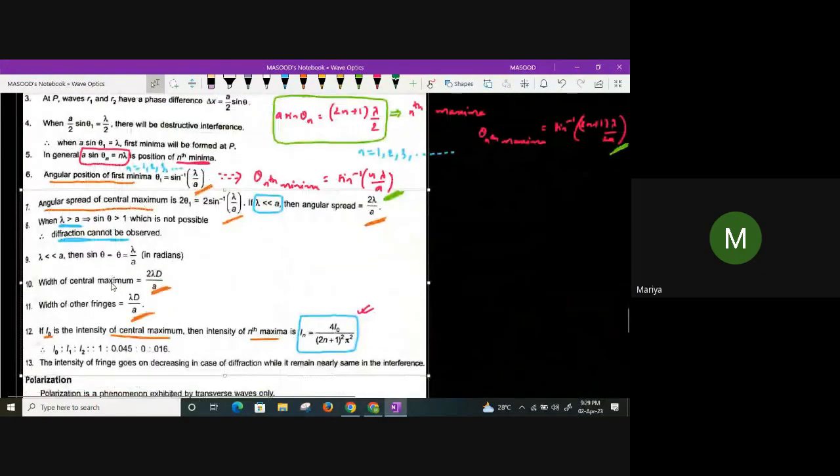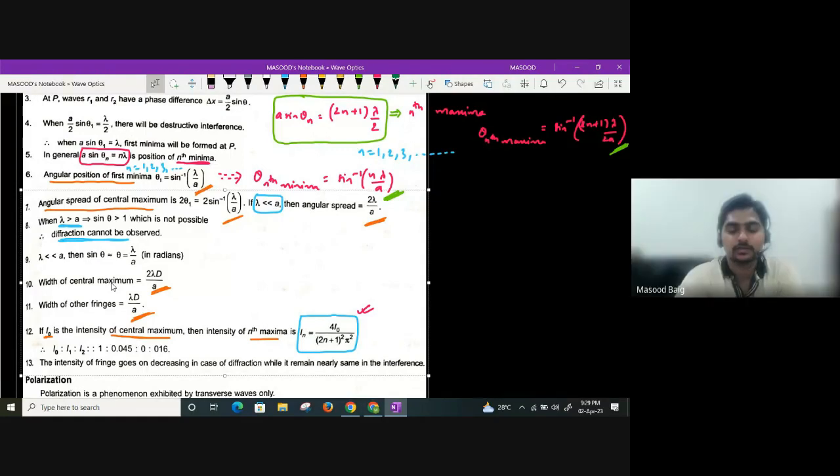Sir, at last you told if I naught is the intensity of central maxima, it is 4 I naught, no? I said 4 I naught is the intensity of central maxima in Young's double slit experiment. And here, if they are considering I naught as the intensity of central maxima, if I want to use the formula 4 I naught by (2n plus 1) whole square pi square, I should take I naught as the intensity of central maxima. Okay.